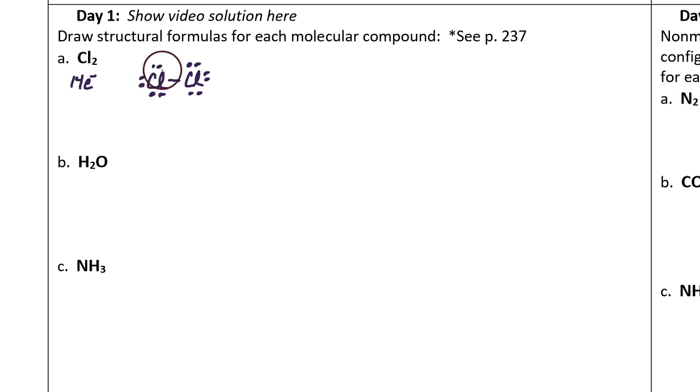The chlorine on the left side is surrounded by 8 electrons. Remember that the dash counts as 2. The chlorine on the right side is also surrounded by 8 electrons.